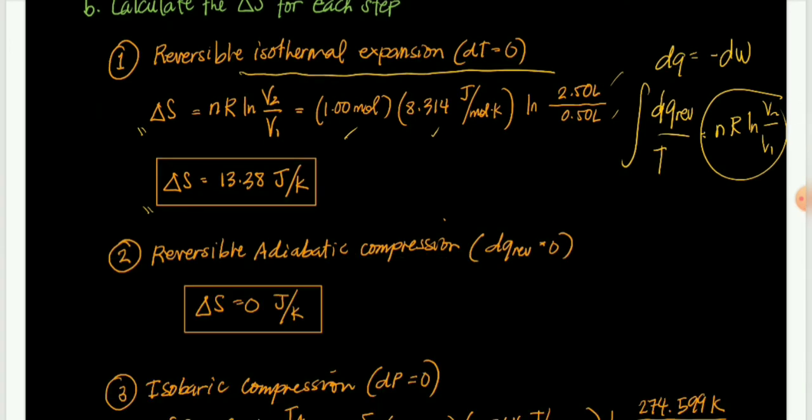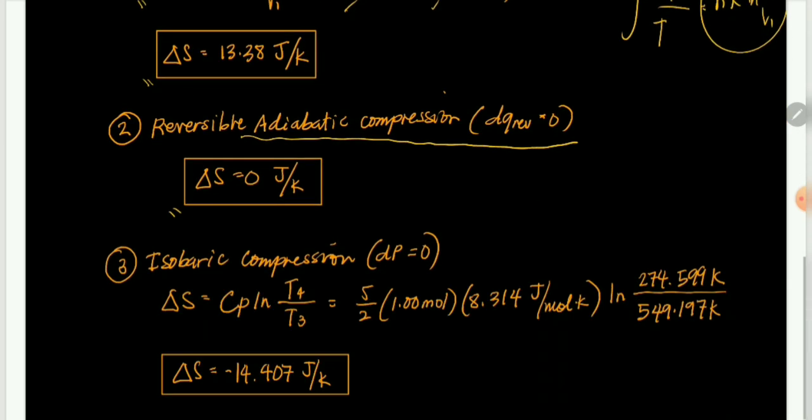So, for the next step, since this is a reversible adiabatic compression, the dQ reversible is 0. Therefore, the delta S is 0 for this step. Okay, so finally, for the isobaric compression, the change in the pressure is 0. So the delta S for this step is Cp times ln of T4 over T3. So substituting the values, this is 5/2 NR, okay? So 5/2 times 1 mole times 8.314 times the ln of the final temperature, which is 274.599, over the initial, which is 549.197. So the value of delta S is negative 14.407 joules per Kelvin.